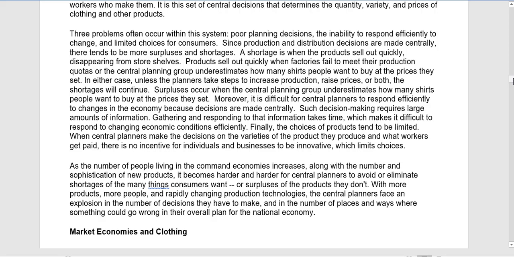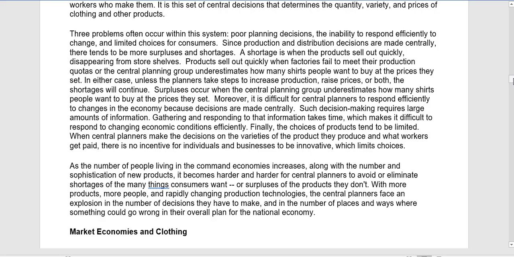Surpluses occur when the central planning group overestimates how many shirts people want to buy at the prices they set. Moreover, it is difficult for central planners to respond efficiently to changes in the economy because decisions are made centrally. Such decision making requires large amounts of information. Gathering and responding to that information takes time, which makes it difficult to respond to changing economic conditions efficiently.